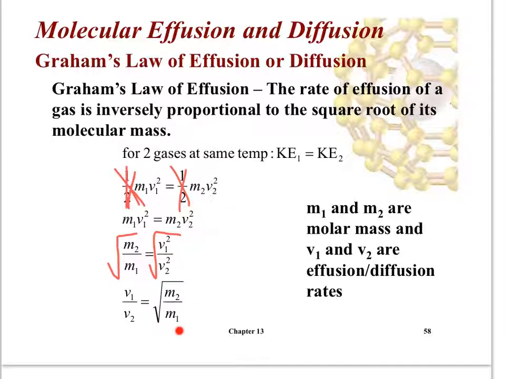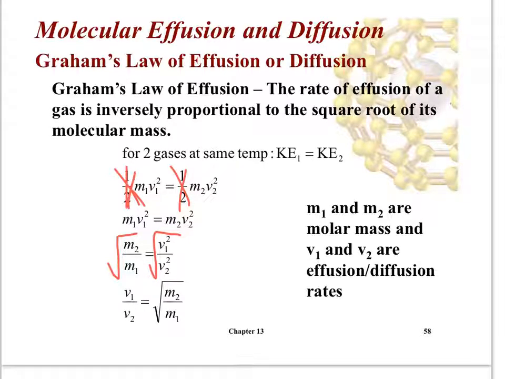V1 and V2 are the rates of effusion or diffusion, or basically the velocities of the particles. M1 and M2 are your molar masses. So basically what this is saying is that the speed of the particles is inversely related to the square root of the masses. And it's inverse because this is 1 and 2, but then this is 2 and 1. So the higher the molar mass, the slower the particles are, which makes sense.